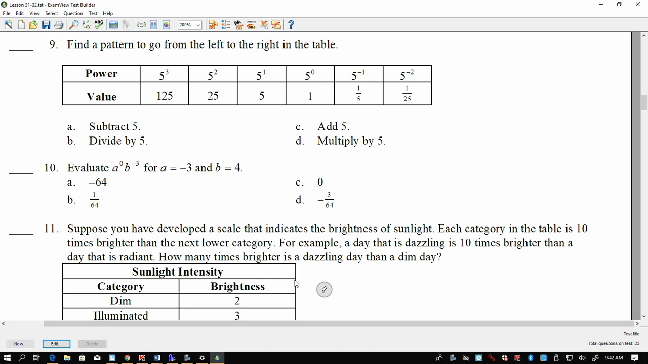All right, let's look at number 10. Evaluate a to the 0, b to the negative third for a equals negative 3 and b equals 4. Okay, so we would sub in, correct? But what is anything to the 0 power? 1, so does it matter what goes in for a? No, so what I'm left with is just what? 4 to the negative third, is that right?